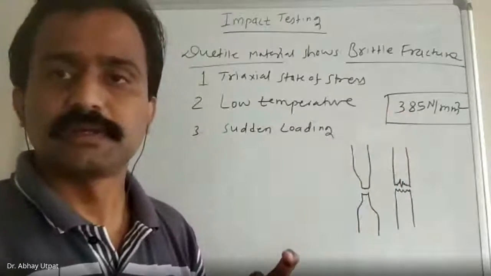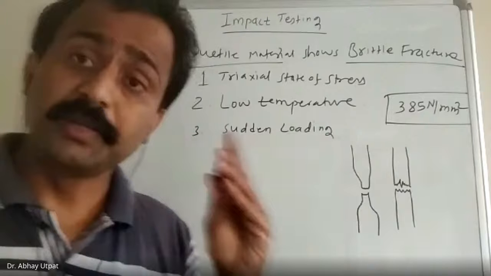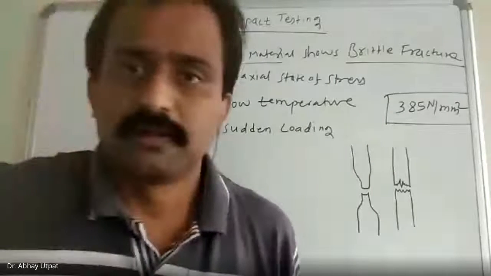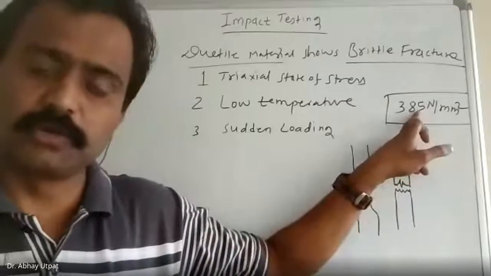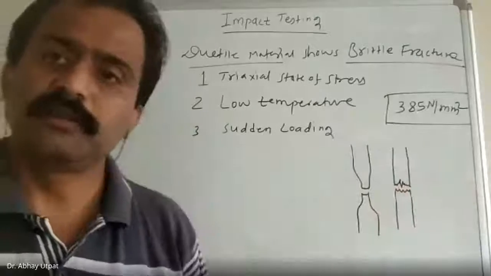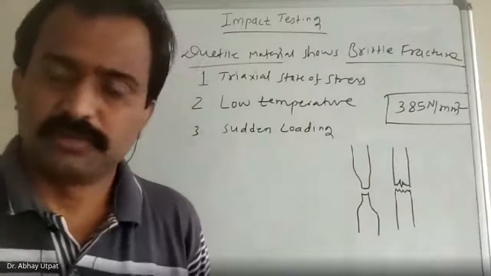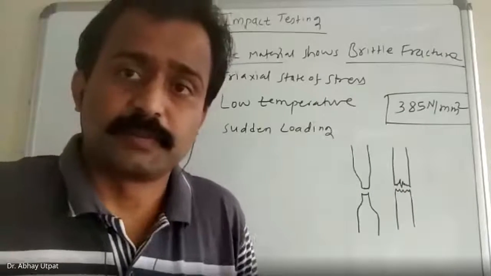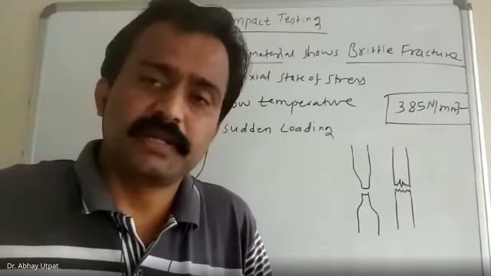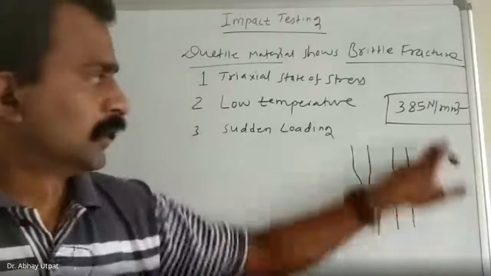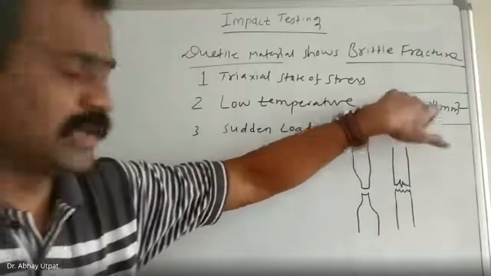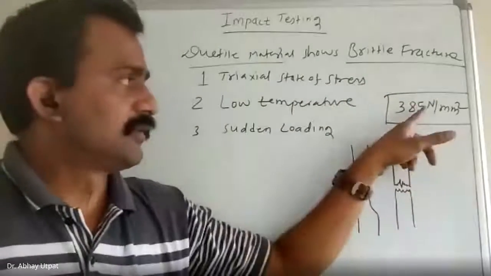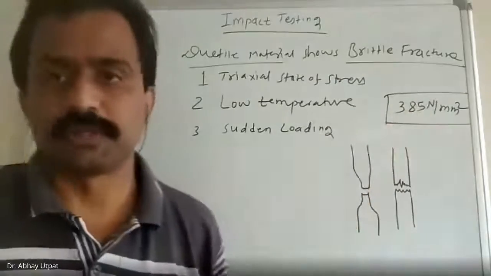Now, what is the meaning of this? Ultimate means that during working condition, your material will fail only when you are reaching near to or more than this value. Try to understand the concept. The meaning of ultimate tensile strength is that your material will fail when your stress value during working condition reaches near to it or more than it.